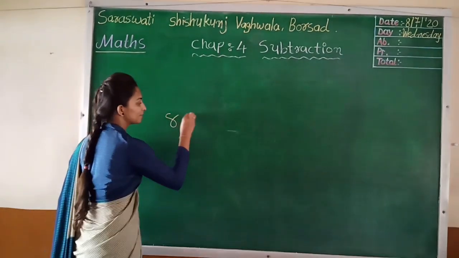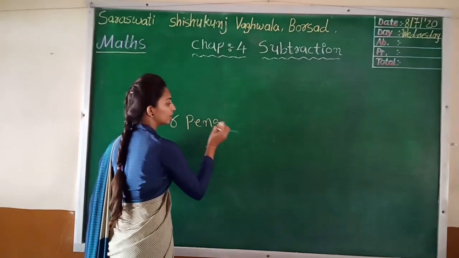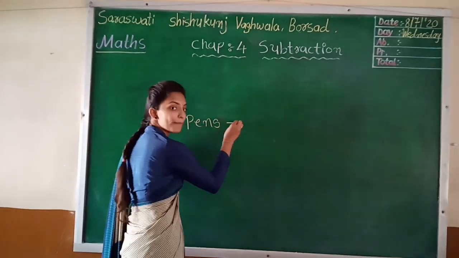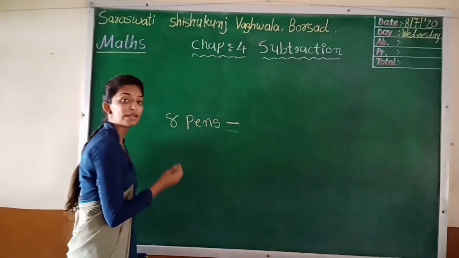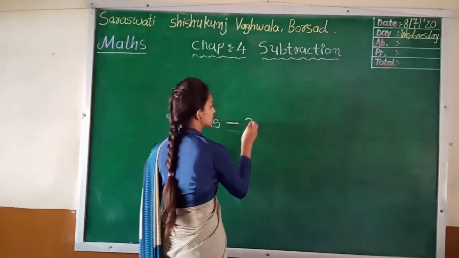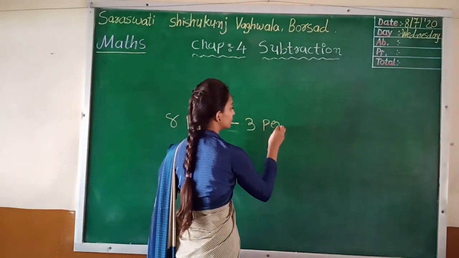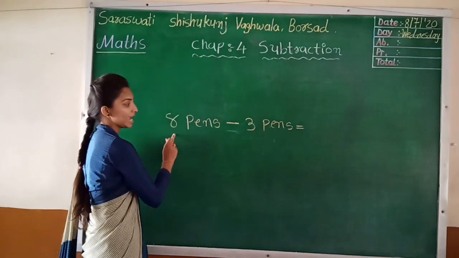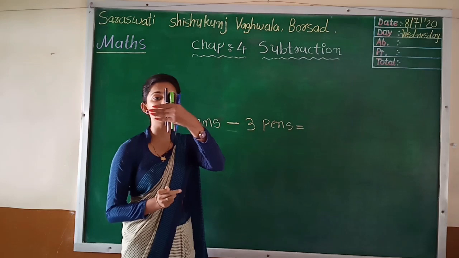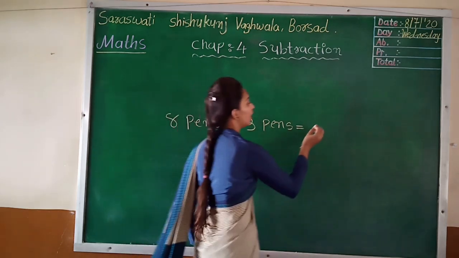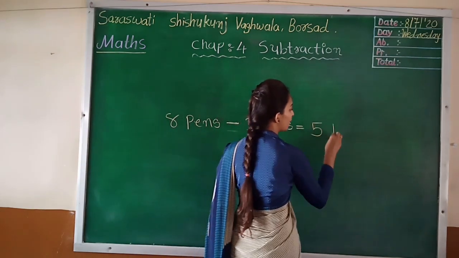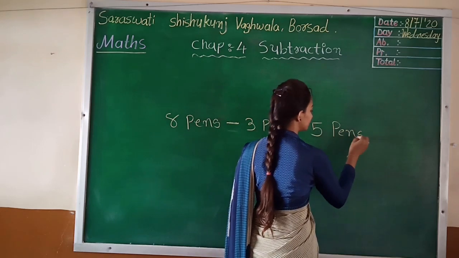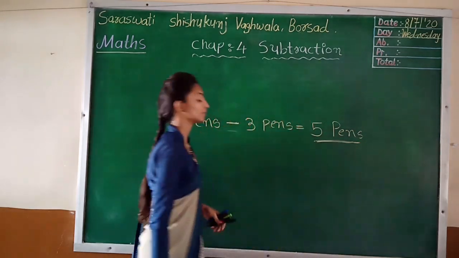8 pens. Then I will remove, that means minus. How many pens do I remove? 3 pens. So how many pens are left? 8 minus 3. How many? 5. So our answer will be 5 pens. Understood?